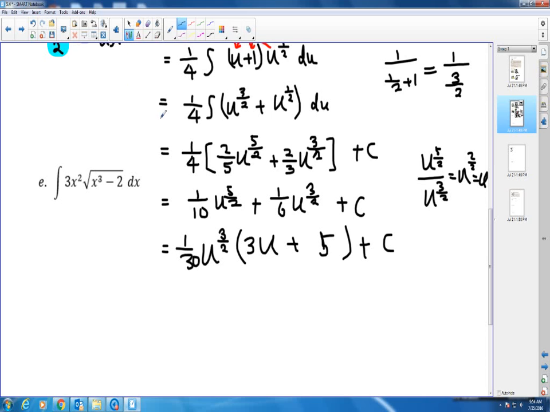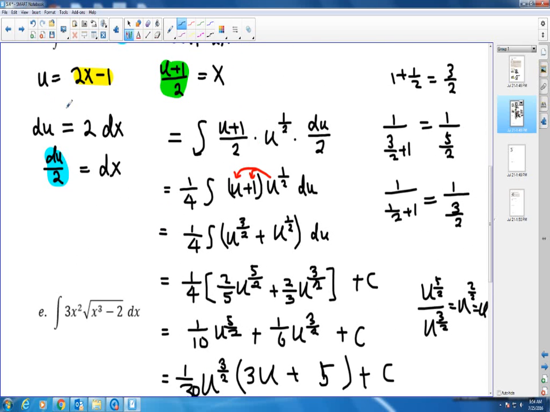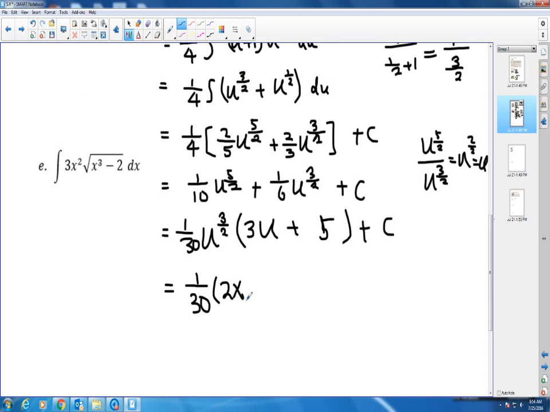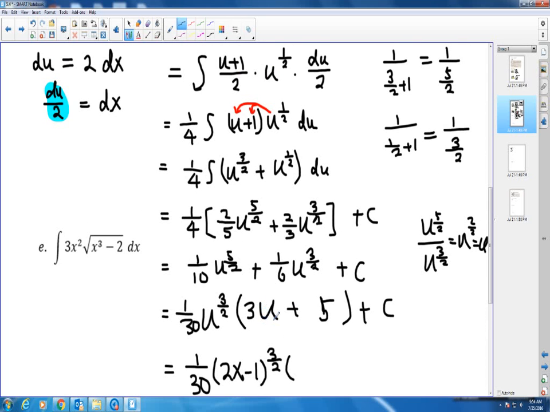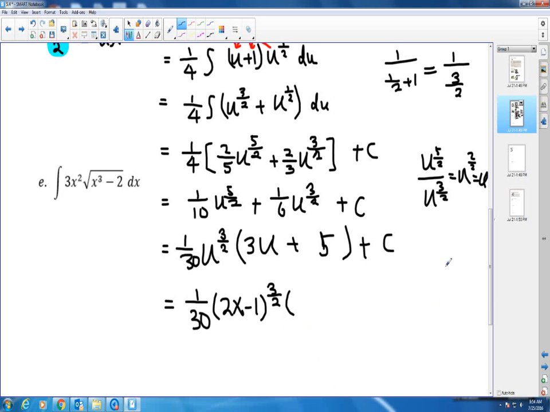So that's why sometimes if you see a problem or an answer that looks like this, this is the way we did it. So that's 1/30 times u, which was 2x minus 1, to the 3/2 power, times, replacing the u with 2x minus 1, 3 times 2x minus 1 and then plus 5, so that will be 6x minus 3 plus 5, which will give me 6x minus 2, plus c. So that will be my final answer.